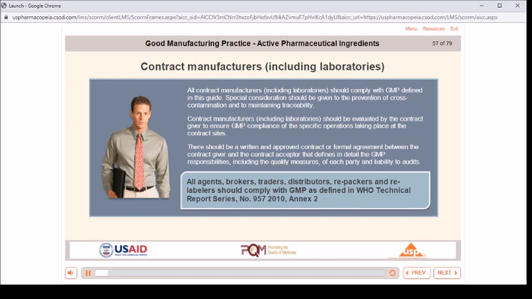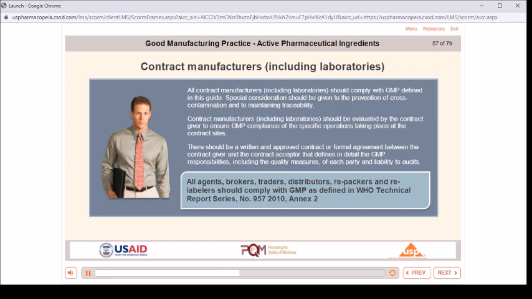Contract manufacturers, including laboratories. All contract manufacturers, including laboratories, should comply with GMP defined in this guide. Special consideration should be given to the prevention of cross-contamination and to maintaining traceability. Contract manufacturers, including laboratories, should be evaluated by the contract giver to ensure GMP compliance of the specific operations taking place at the contract sites.